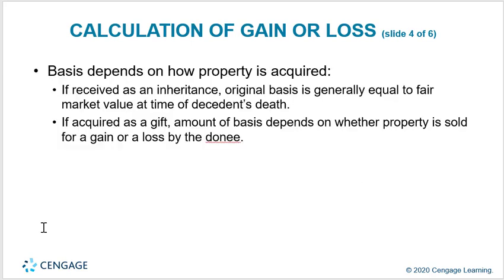And so basis depends on how property is acquired. If received as an inheritance, original basis is generally equal to the fair value at the time of the decedent's death. If acquired as a gift, the amount of basis depends on whether the property is sold at a gain or a loss by the donee.